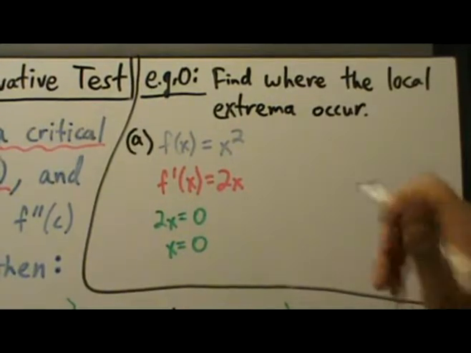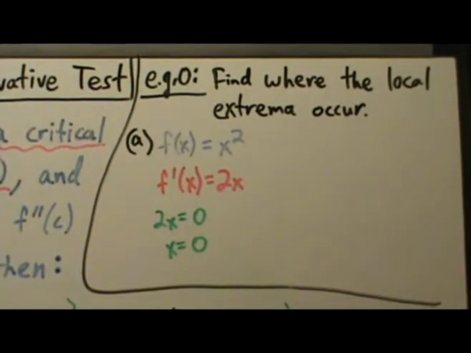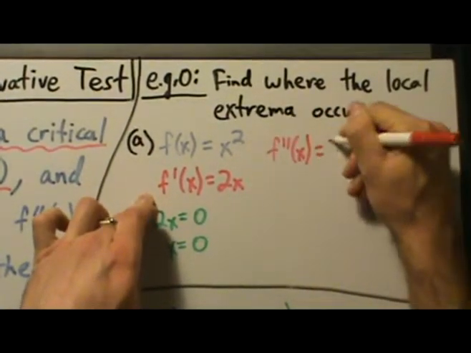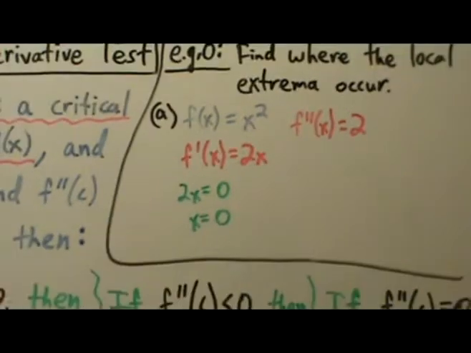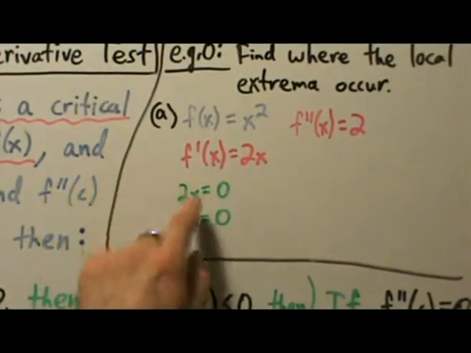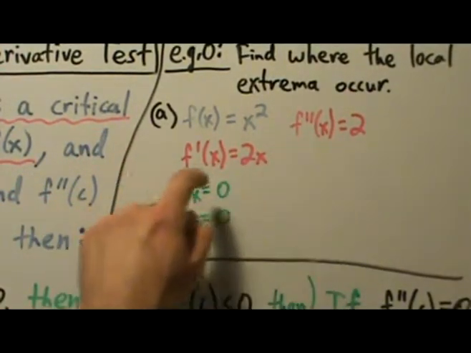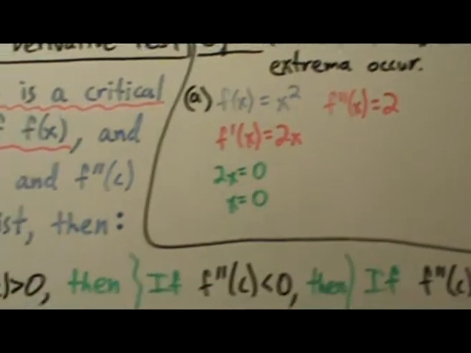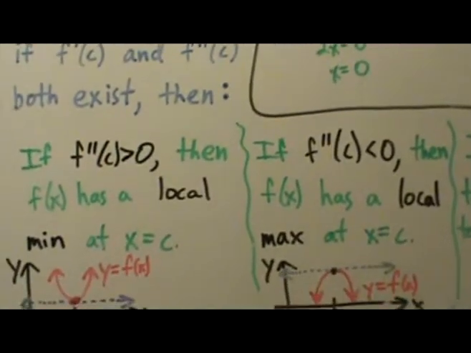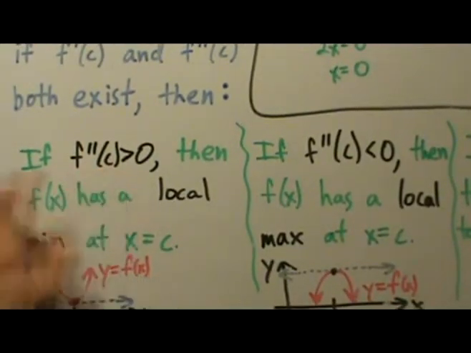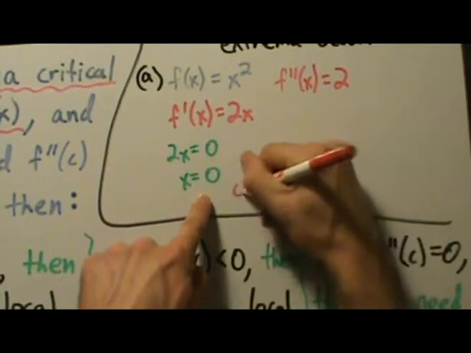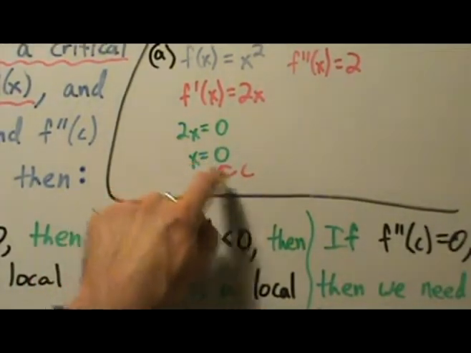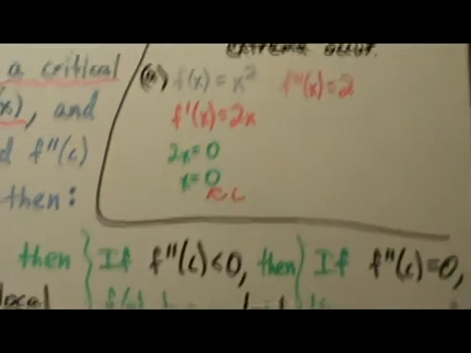Now let's see, what's f double prime of x? F double prime of x is 2. So f of x is x squared, f prime of x is 2x, so the second derivative is going to be the derivative of this, which is just 2. Now the way we do this second derivative test here is we evaluate the second derivative at this point x equals c. So this is our c right here. Now we're going to do the second derivative test where 0 is our c value.